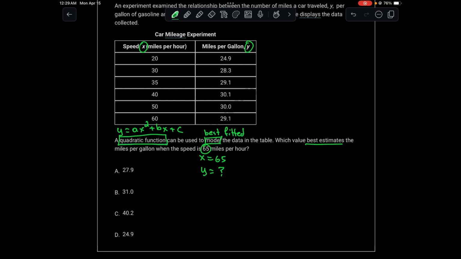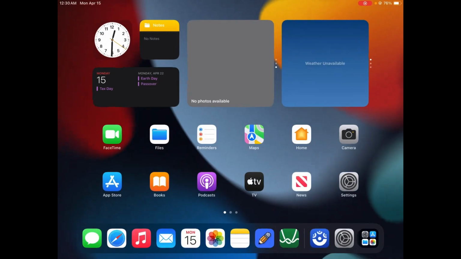Well, we have some work to do here. First of all, we're going to put that table, and we have to put the entire table because it's asking us to estimate, so we need to have enough data to do a good job there. And then we'll find this line of best fit, and then we're going to go to 65 and see what this line predicts, and hopefully we're close to one of those answers. Okay, let's do this.